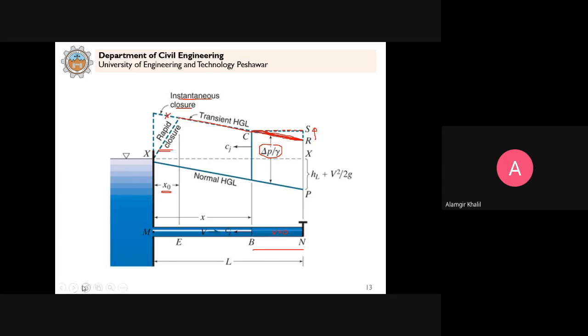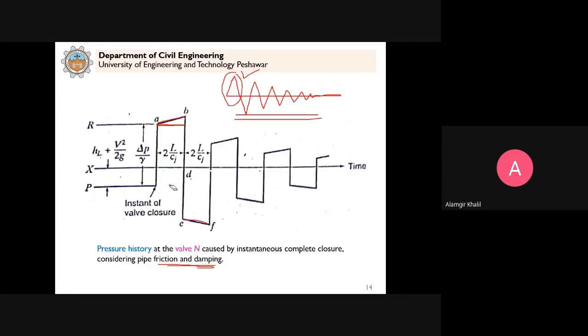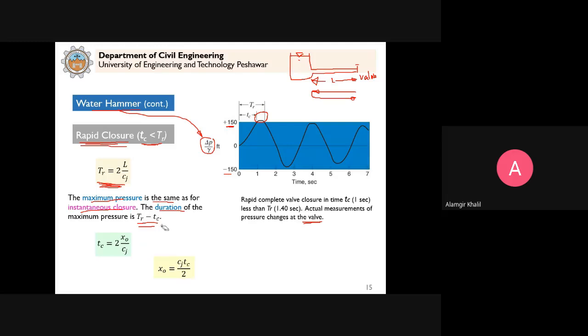Why is it not possible to extend all the way to the reservoir? Because of the situation here: at X naught, TR is equal to TC, the time of closure. There is some distance X naught that we can calculate. You already know Cj, and you already know the time of closure is some finite time, not zero. We can calculate this Xj.